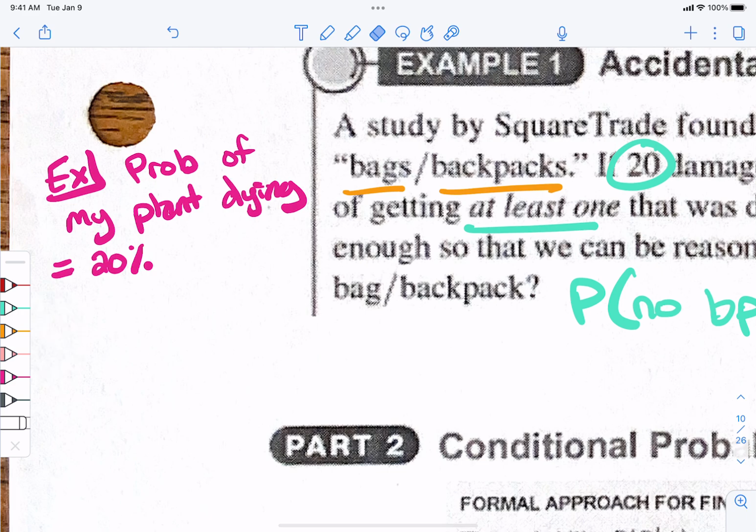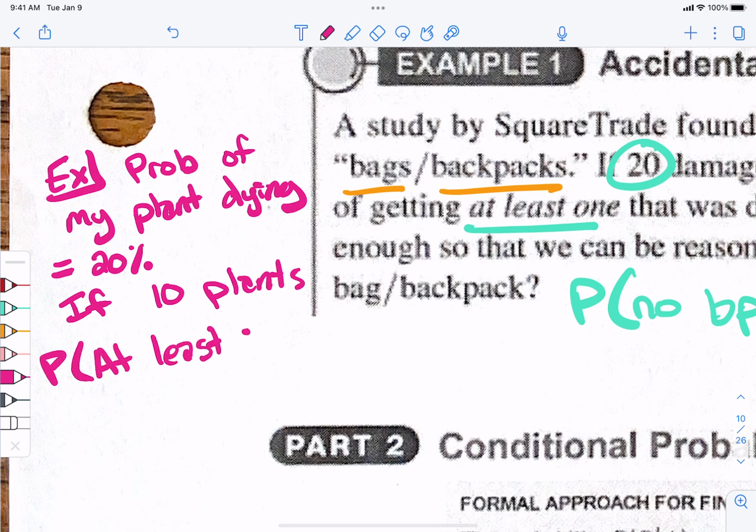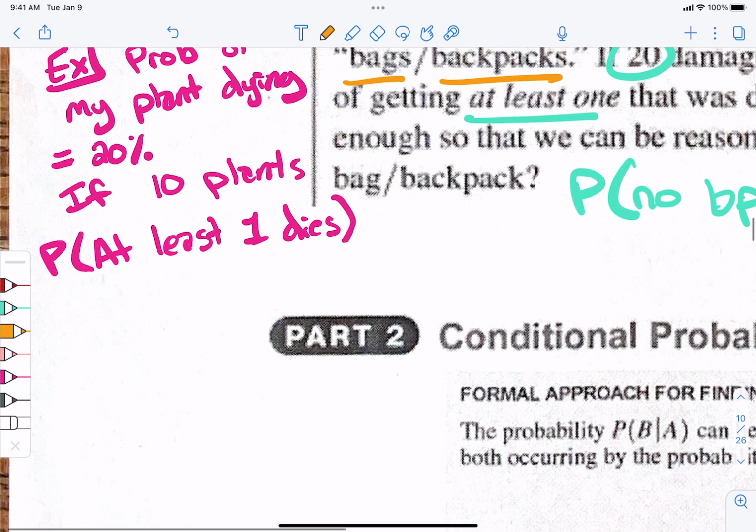I want you to find the probability. Let's say if I have 10 plants, find the probability that at least one of them dies. Rather than doing the probability of at least one dying, we're going to do the probability that none die. Alright, hold on just a second.